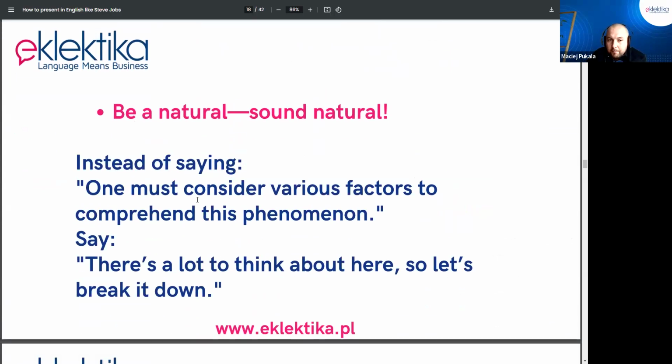Here is an example. One must consider various factors to comprehend this phenomenon. Okay, I might write like this when I'm doing a very formal, perhaps some kind of study or something. But I wouldn't speak like this during a presentation, probably, yeah. Although it really does depend on the context. These are general rules of thumb. There's a lot to think about here, so let's break it down.